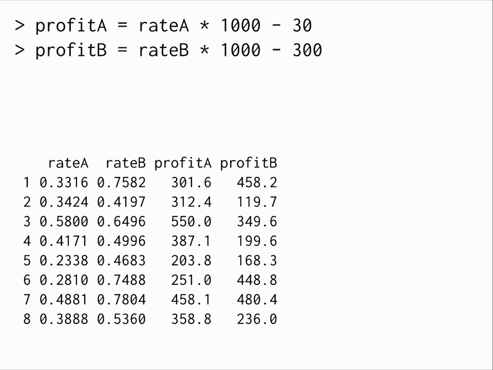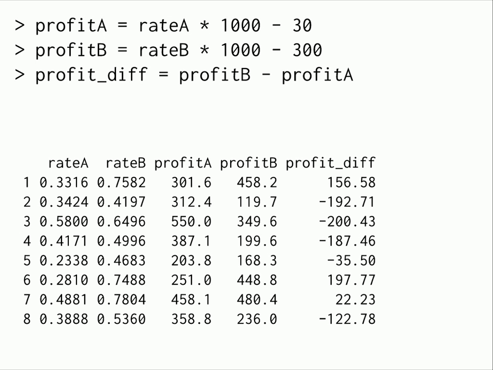And similarly, we can calculate the expected profit for method B, which is almost the same calculation, but now minus 300 kronas for the salmon. And finally, since we're interested in which of these two methods would give the higher profit, we will calculate the difference in profit between the methods, where a positive difference here means method B is better. Just looking at these first 8 rows, we see that 5 out of 8 rows are actually favoring method A. But of course we should look at the profit difference distribution for all the rows.